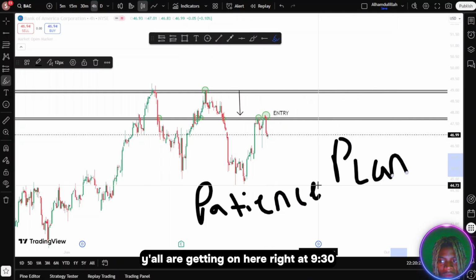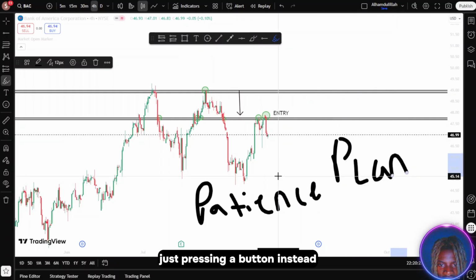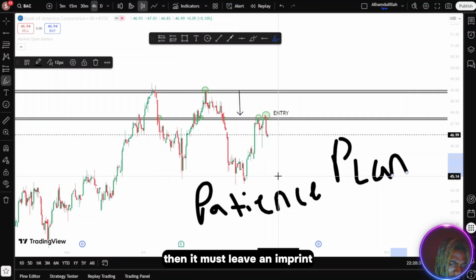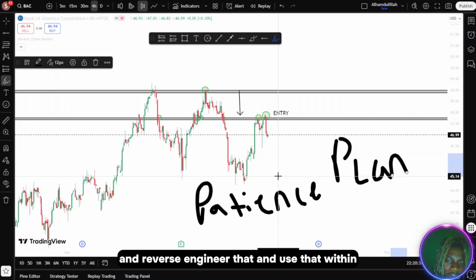Y'all are getting on here right at 9:30, just pressing a button. Instead, take a deeper look at these 9:30 reactions. If everyone's buying at these levels, then it must leave an imprint. It must be important. Reverse engineer that and use that with the trading plan.